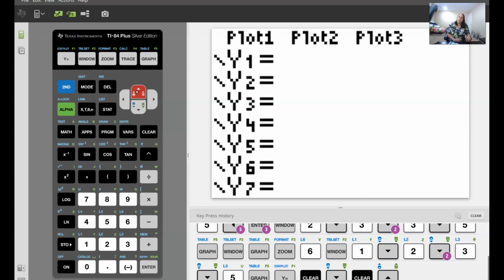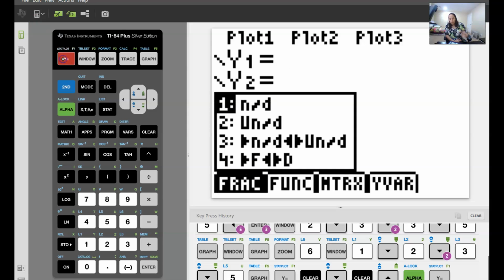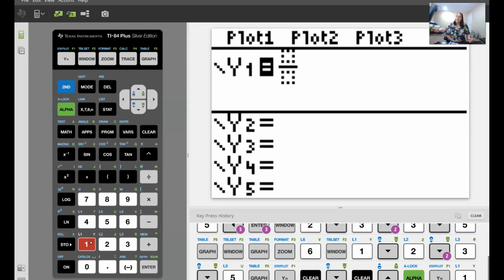Now, I want to put in a fraction. There's a really awesome shortcut for putting fractions into your graphing calculators that I did not know about till college. And that is hitting alpha and then Y equals. Alpha, then Y equals. And you'll see right here, this number 1 says n over d. So I'm going to hit 1, and it gives me a fraction right there. So then you don't have to worry about all those parentheses and division symbols and all that stuff. So we can just do that.